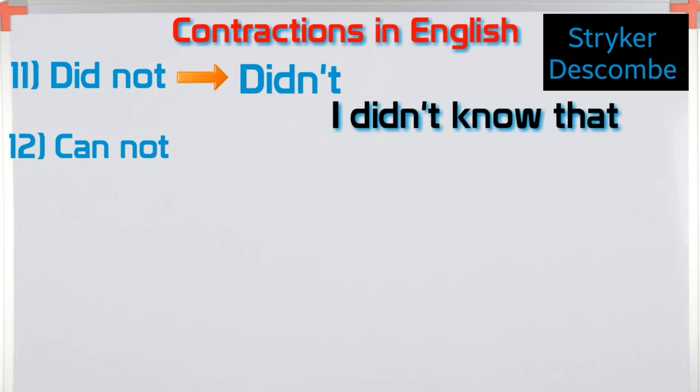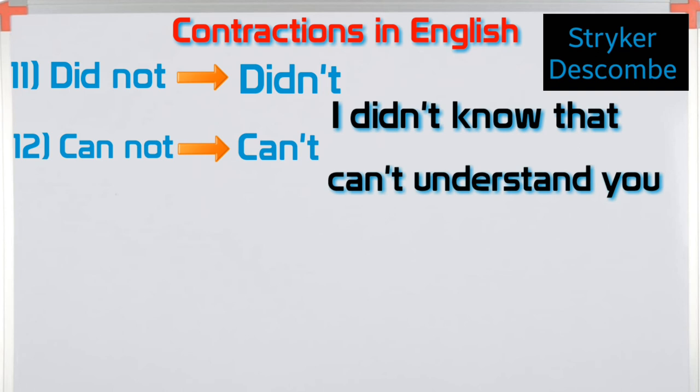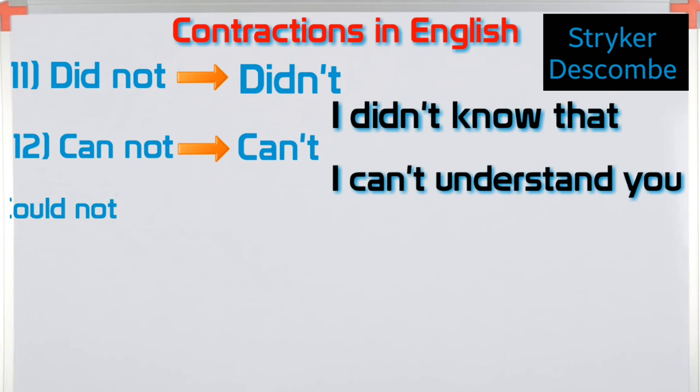cannot. The contracted form for cannot is can't. For example, I can say, I can't understand you. Okay? After, we got could not.